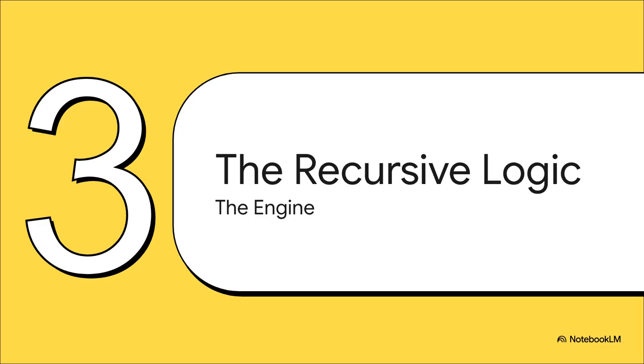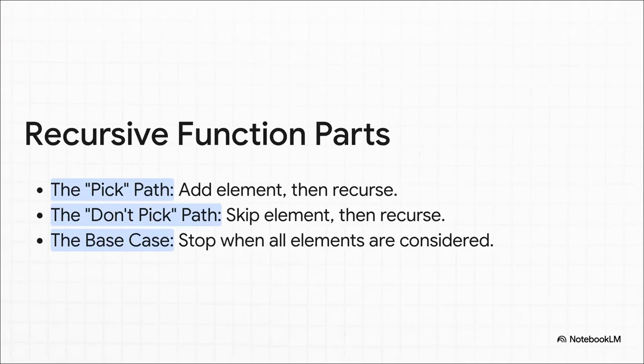You know, this simple pick or don't pick idea, where each choice leads to another set of choices, it just screams recursion, right? It's the perfect candidate. So let's translate this idea into the logic of a function that actually calls itself to explore every single one of these possibilities. Our recursive function is going to have 3 main parts.